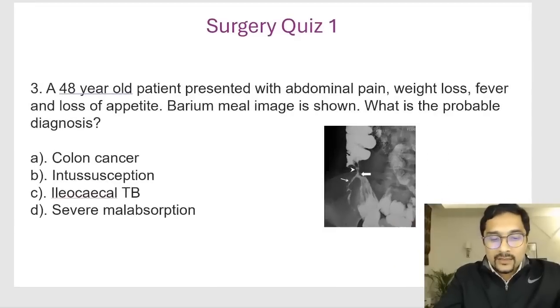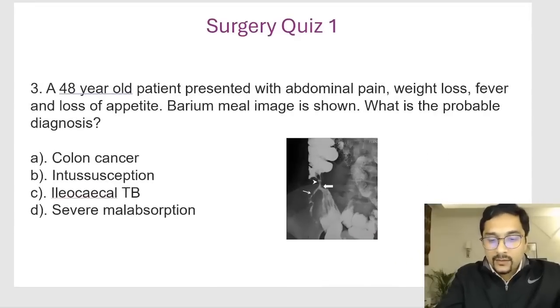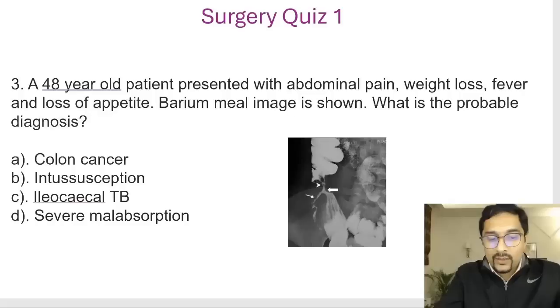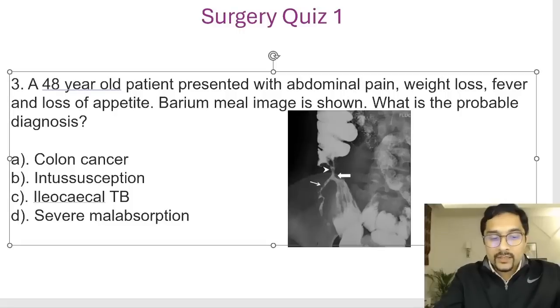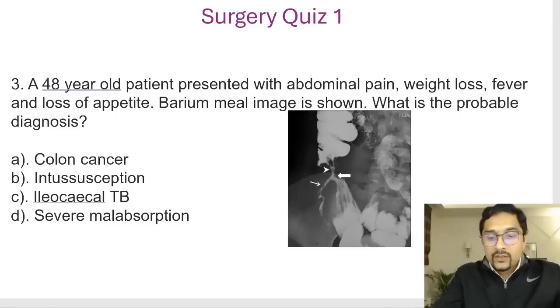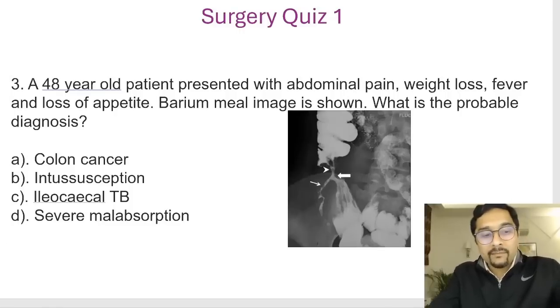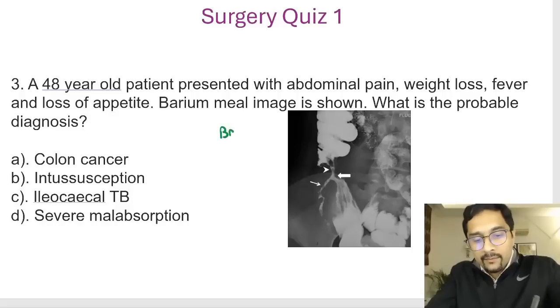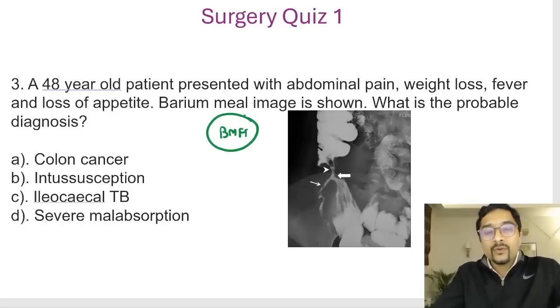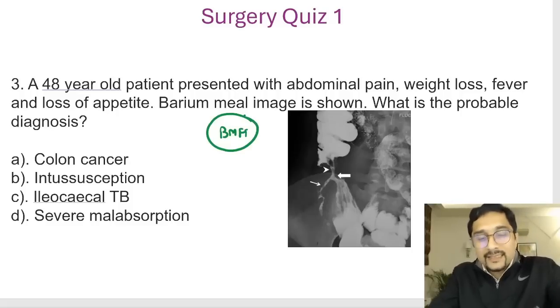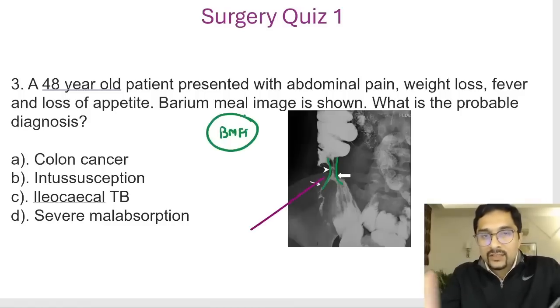The third question is a 48-year-old lady who's come with abdominal pain, weight loss, fever, and loss of appetite. The barium image is shown. What is the probable diagnosis here? So you can see that this is a barium meal follow through. BMFT, barium meal follow through, is good for the small bowel and for the ileocecal junction. And you can see that this is the ileocecal junction, and you can see that there is a narrowing or constriction here in the ileocecal junction, right?